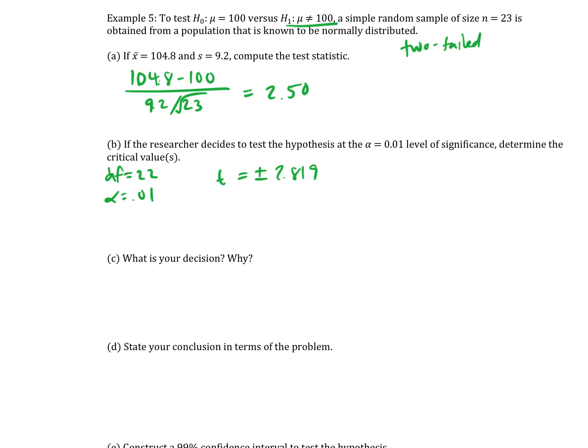What is your decision and why? So draw your rejection region. This is negative 2.819. This is positive 2.819. Where does that number fall? Is it in the rejection region or not? No, it is not. So 2.50 is basically right there, somewhere outside of that shaded region.